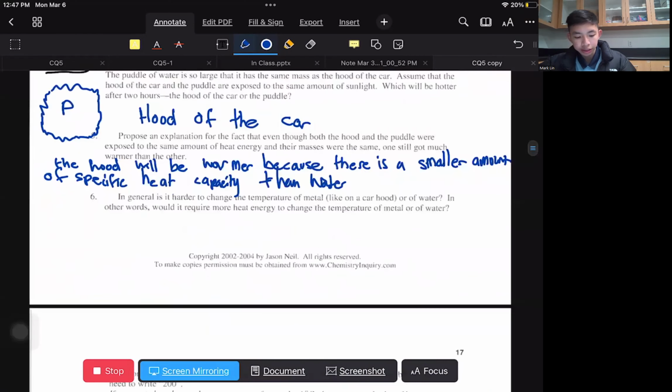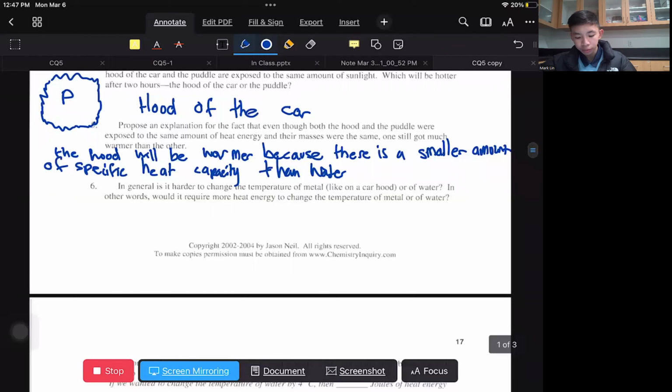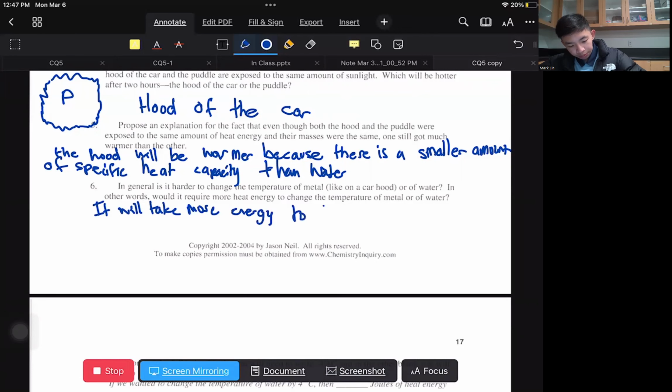Okay, so number six. In general, is it harder to change the temperature of metal, like on a car hood, or water? In other words, would it require more heat energy to change the temperature of metal or of water? So, right, water has a lot more heat capacity than metal, so it's going to take more energy to heat it up to the same temperature. So it will take more energy to change the temp of water.